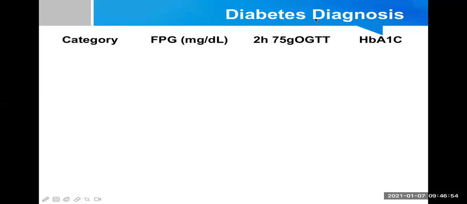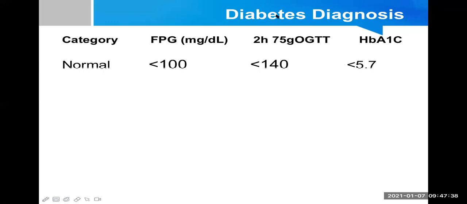Now, how to confirm the diagnosis of diabetes? Definitely, this is done by blood sugar test. Now, what are the criteria? See here. Normally, the fasting plasma glucose, this FPG is fasting plasma glucose, should be less than 100. For a 2-hour 75 gram oral glucose tolerance test, we interpret like this. Otherwise, this is also known as postprandial, after eating the meal. If we do blood sugar analysis after 2 hours, it should be less than 140 in normal people.